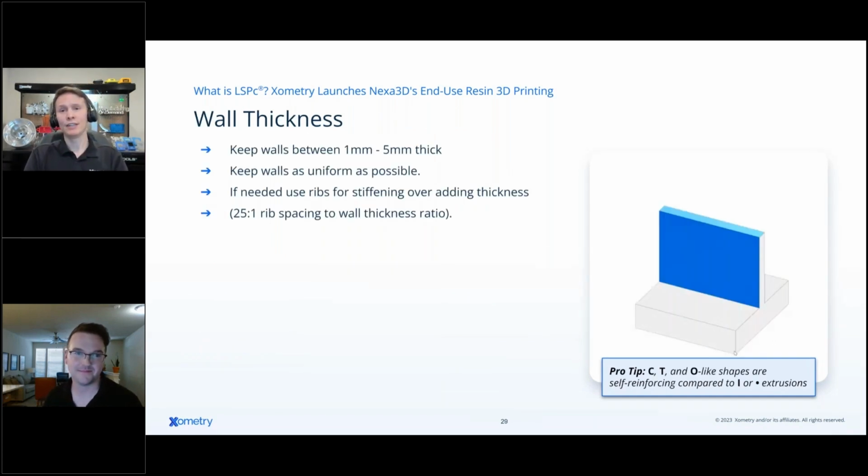Wall thickness. Wall thickness is the number one reason why our team may call you with DFM feedback on any additive process. So heed our words well.